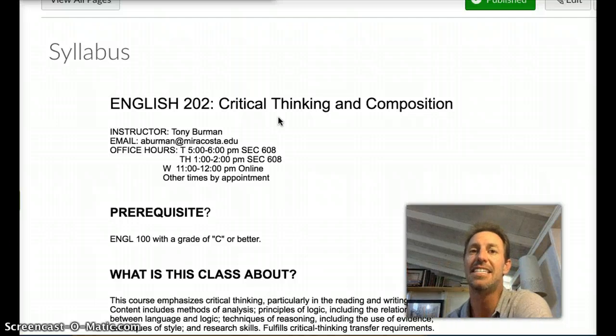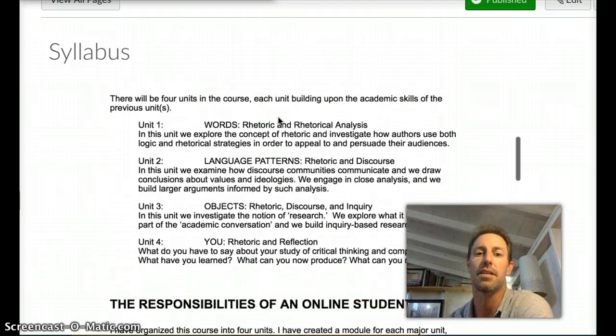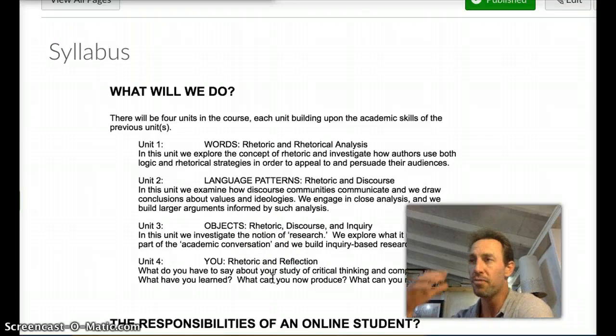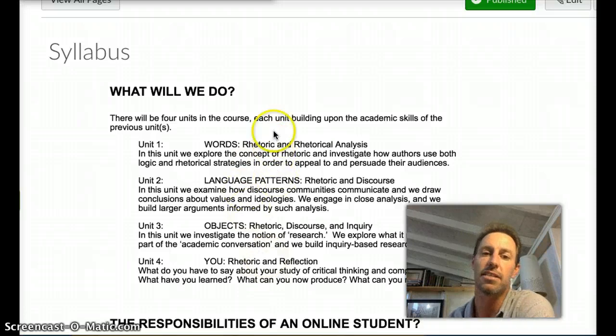And so I've designed 4 units in the course. And if you skim the syllabus, you'll see that I give explanations of what we'll be doing each unit. Each unit takes about 4 or so weeks, although the final unit is a little shorter than the others. If you take a look at the syllabus, you can see that I give some details of what we'll be doing in each unit.